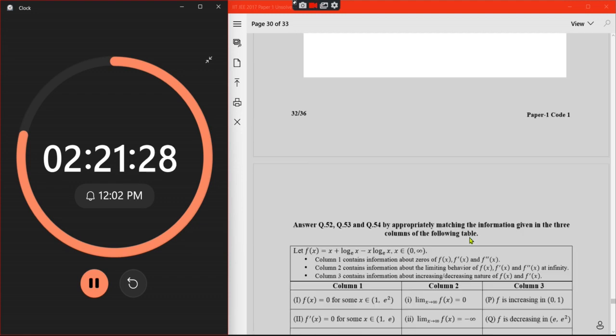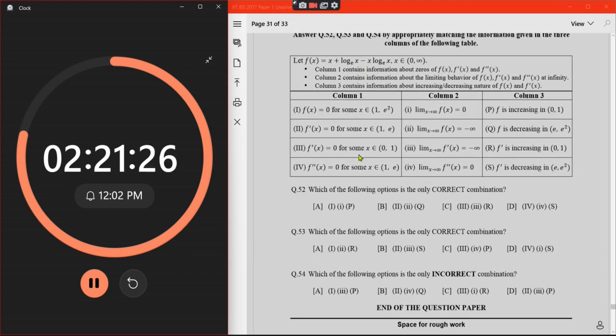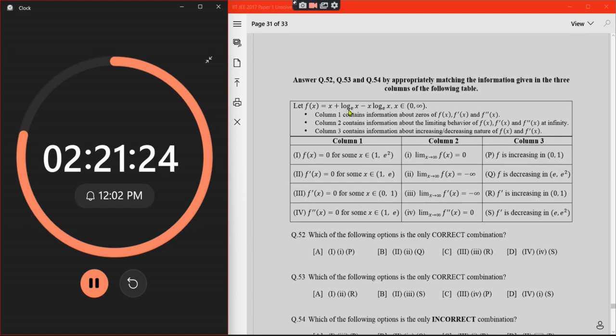Whatever. Next question. Right. What is given? Column 1 contains information about zeros of f(x), f dash of x, f double dash of x. Column 2 contains information about the limiting behavior of f(x). Whatever it is, at infinity contains information about the increasing decreasing nature of f of x. f(x) is this thing, x plus natural log of x. f is equal to x plus natural log x minus x natural log of x. x is just positive. Okay.